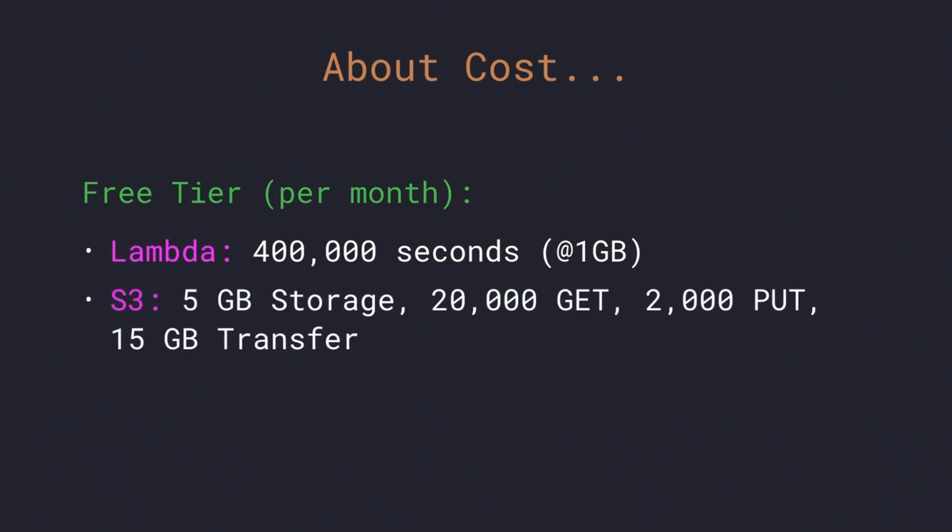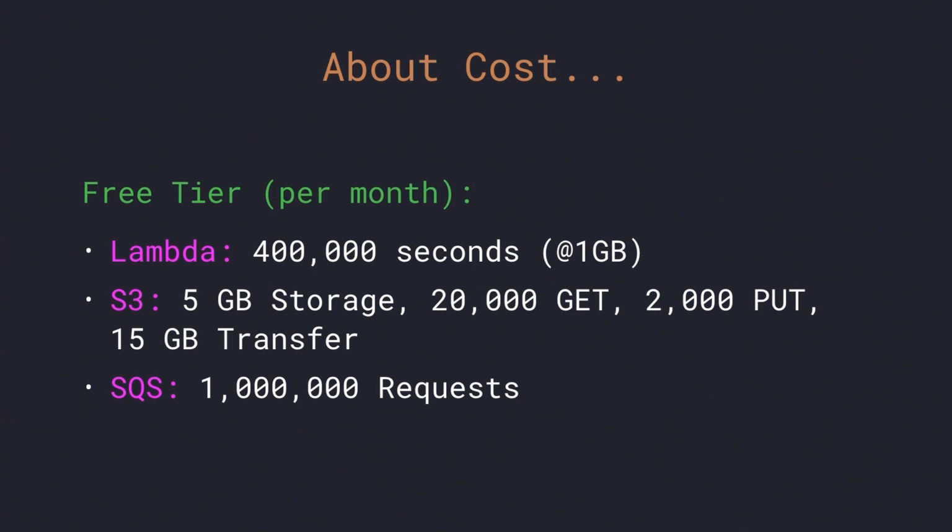S3, your first 5 gigs of data that you're storing across any number of buckets in your account is free. 20,000 requests to pull data out of those buckets are free every month. 2,000 requests to put data into those buckets are free every month. And then the actual data transfer in and out of your buckets, you're allowed 15 gigs of transfer free every month.